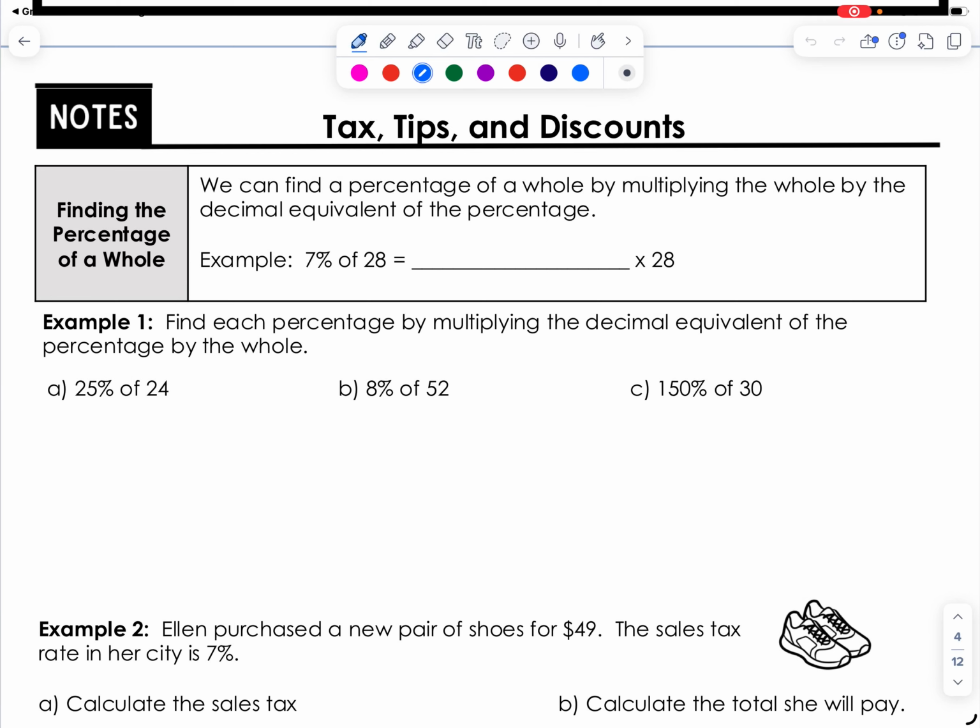Hello and welcome to today's lesson. In today's lesson, we will be exploring calculating tax, tips, and discounts.